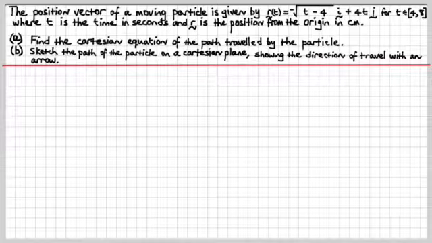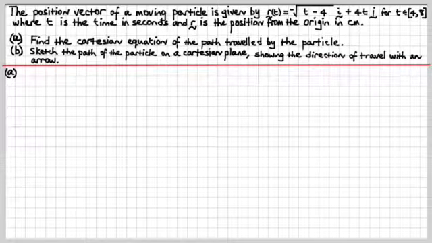What we've got to do is, in part A, find the Cartesian equation of the path travelled by the particle, and in part B sketch the path of the particle on a Cartesian plane showing the direction of travel with an arrow. Alright, let's go for it, guys.